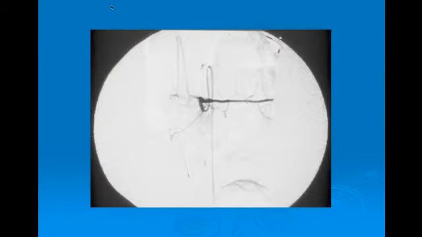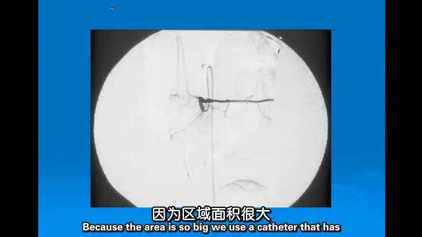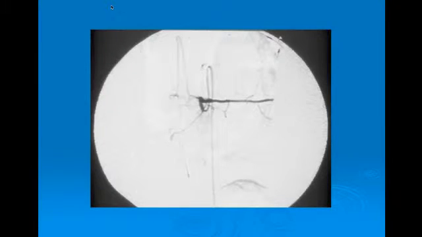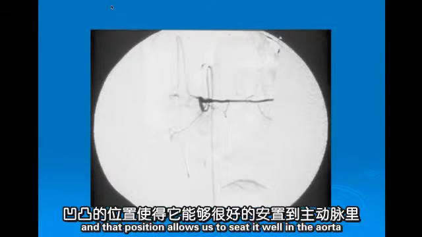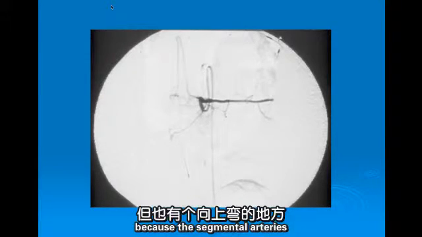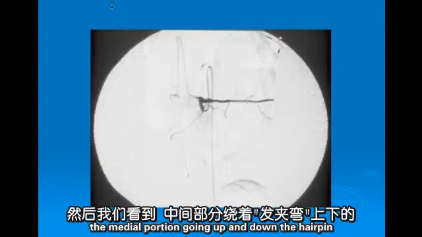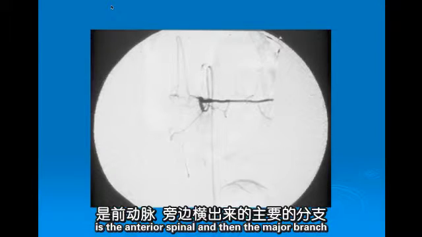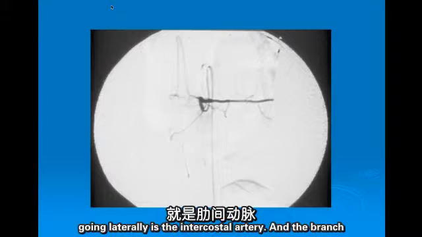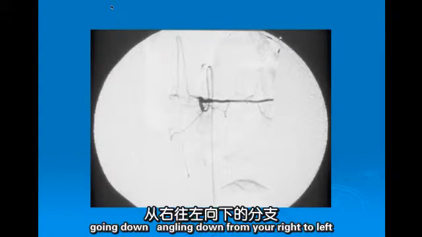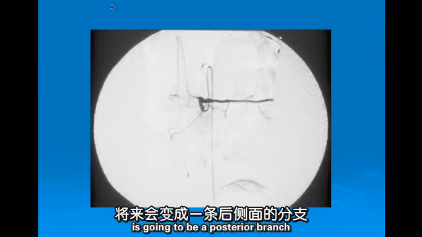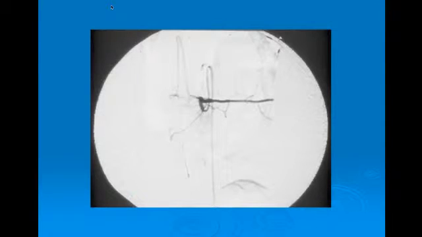Yes? What's that other hairpin turn? Oh, that's the catheter. We typically have to use a back curve catheter because the aorta is so big. It has an up curve and a down curve, and that position allows us to seat it well in the aorta because it's wide, but it has a slight upturn because the segmental arteries typically have that configuration. And then as we see the medial portion going up and down, the hairpin is the anterior spinal, and the major branch going laterally is the intercostal artery. And the branch angling down from your right to left is going to be a posterior branch serving the posterior elements and paraspinous musculature in that region.